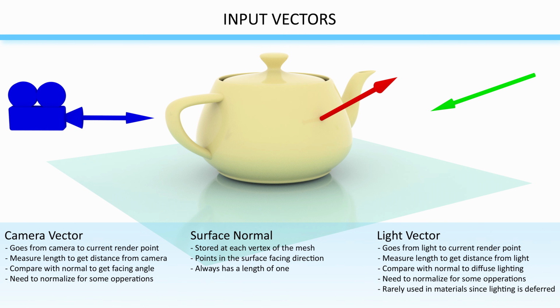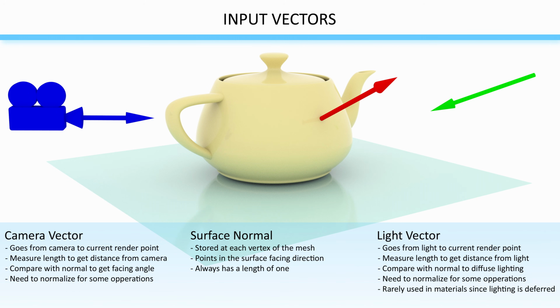Lastly, we have the light vector. If it's a directional light, the direction of the light vector is a constant value. But if it's a point light, then the light vector starts at the position of the light source and goes to the point that's currently being rendered. Just like with the camera vector, we can measure the length of the light vector to see how far away the light is. And we can compare the angle between the light vector and the surface normal to see how much illumination the surface should receive from the light.